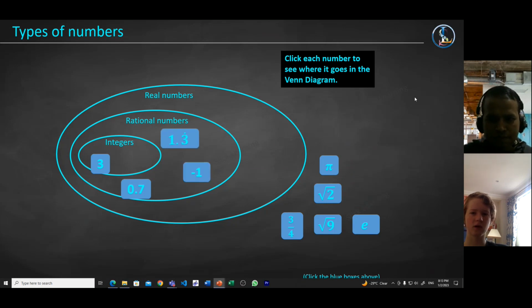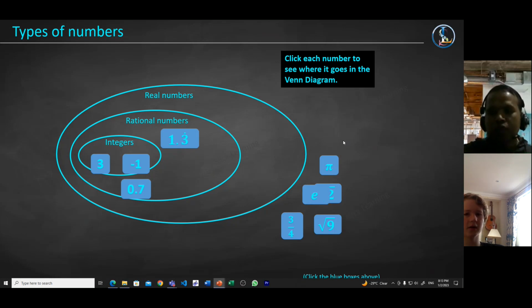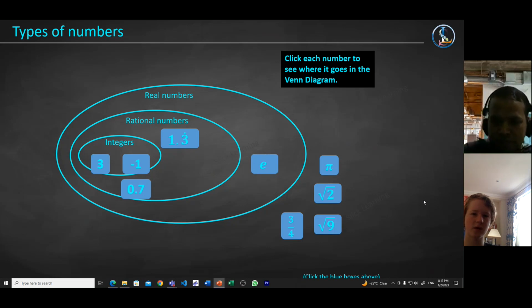Wouldn't e be outside? e is a non-terminating number, an irrational number. As we know, irrational is also a type of real number, right? So it just goes for real number. Yeah, that's right. 3/4 would be a rational number.